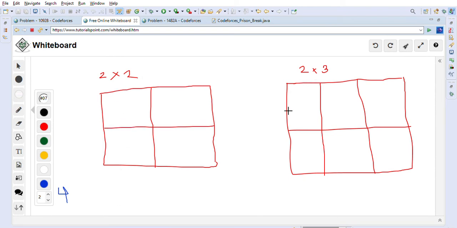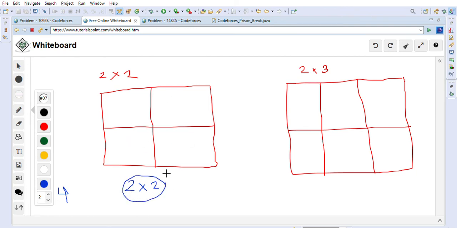Let's look at the 2 by 3 matrix, or 2 by 3 prison cells, if they are given. In this case, you might have noticed a pattern that the number of walls we have to break here is the number of rows into the number of columns. So this is the pattern we have to recognize here.